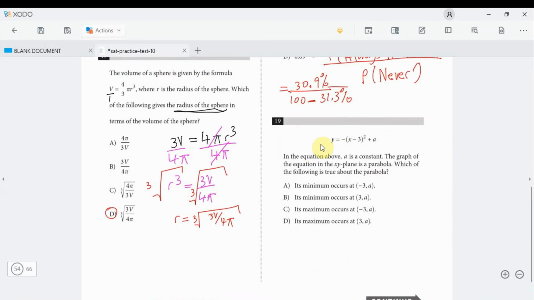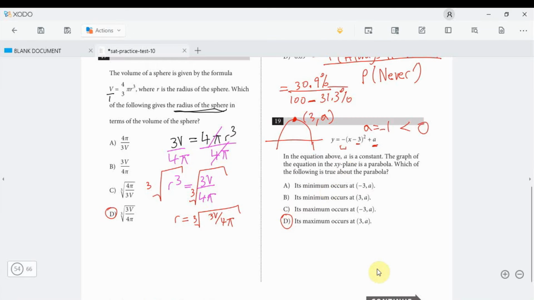Question 19. It says in the equation above A is a constant. Now notice that the coefficient of A is -1. When the coefficient A is less than 0, automatically we know that the curve frowns. When the curve frowns, it has a maximum point, and the maximum point is always HK. So our maximum point is 3A. So that would be option B.